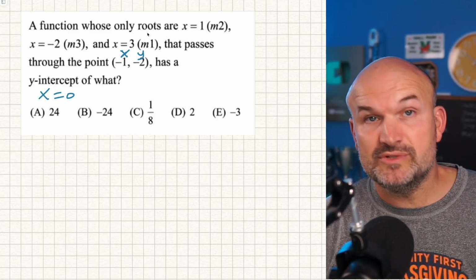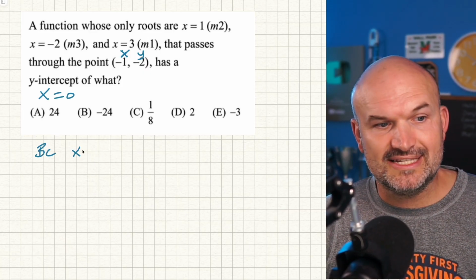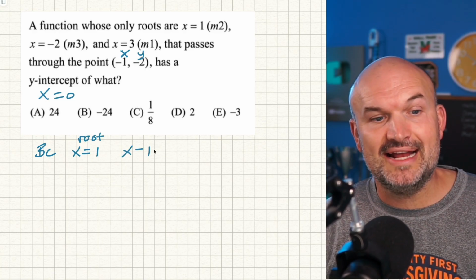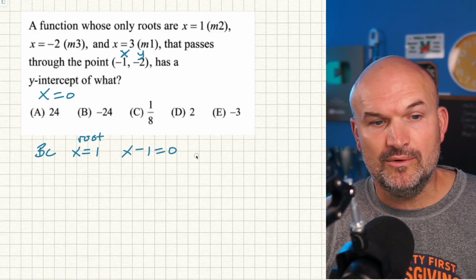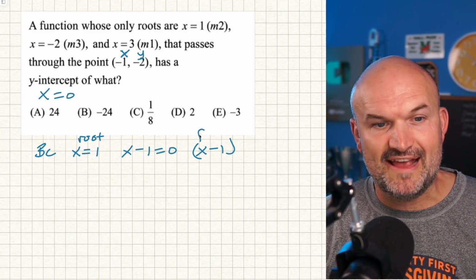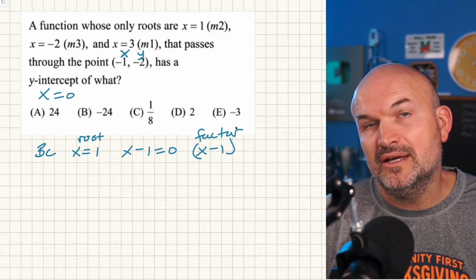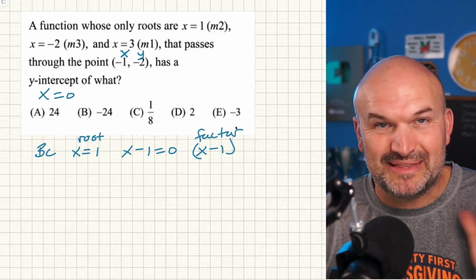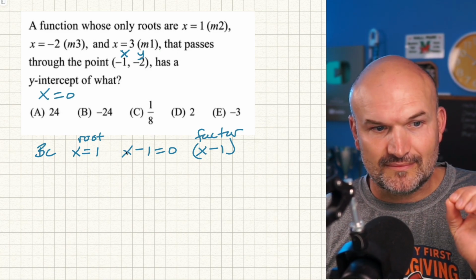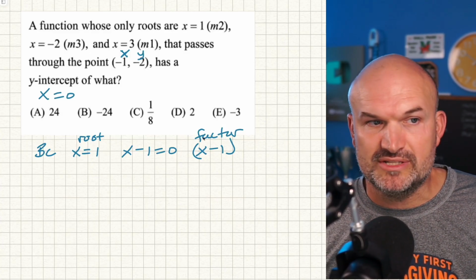Now, I'm given the roots or the zeros of the polynomial. This is important because when x equals 1 is a root, that means x minus 1 is going to equal 0. X minus 1 is what we call a factor, right? And a product of factors makes up the polynomial, which we don't know yet, but that's what we want to create, okay? So if we're given the roots, we can write them as factors. Just set them equal to 0, and that expression is going to be your factor.